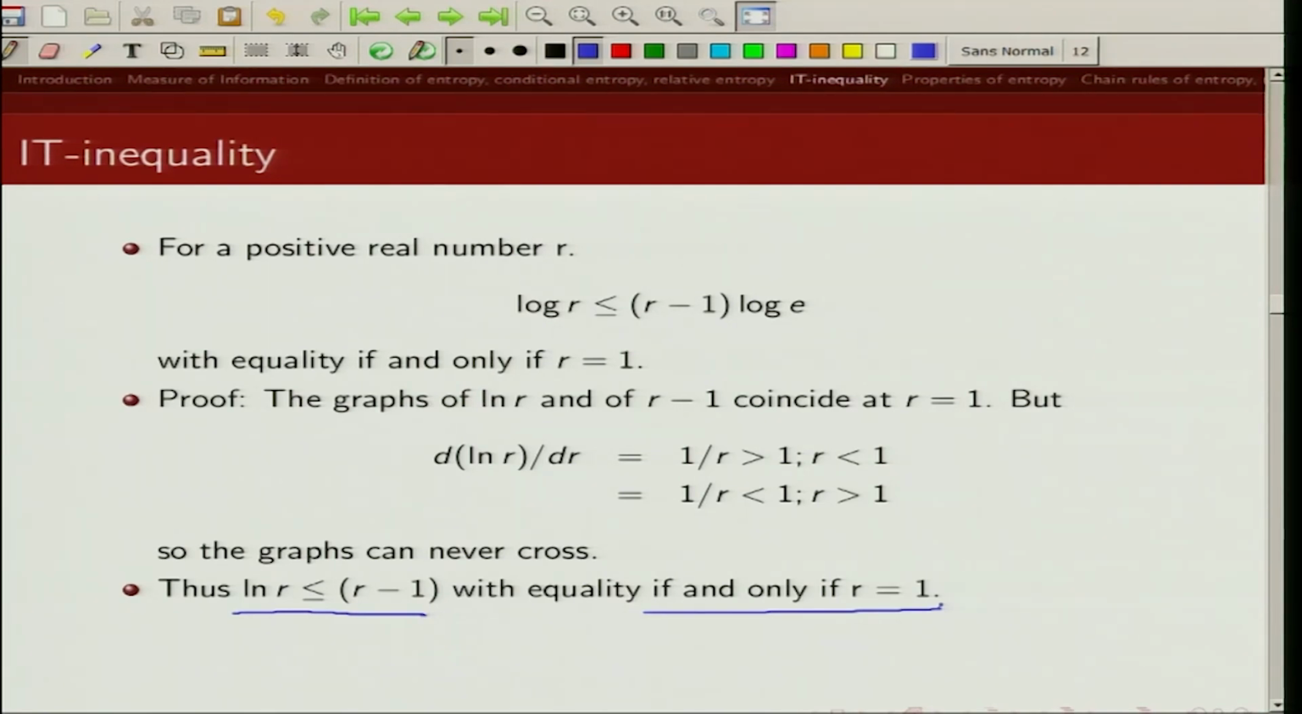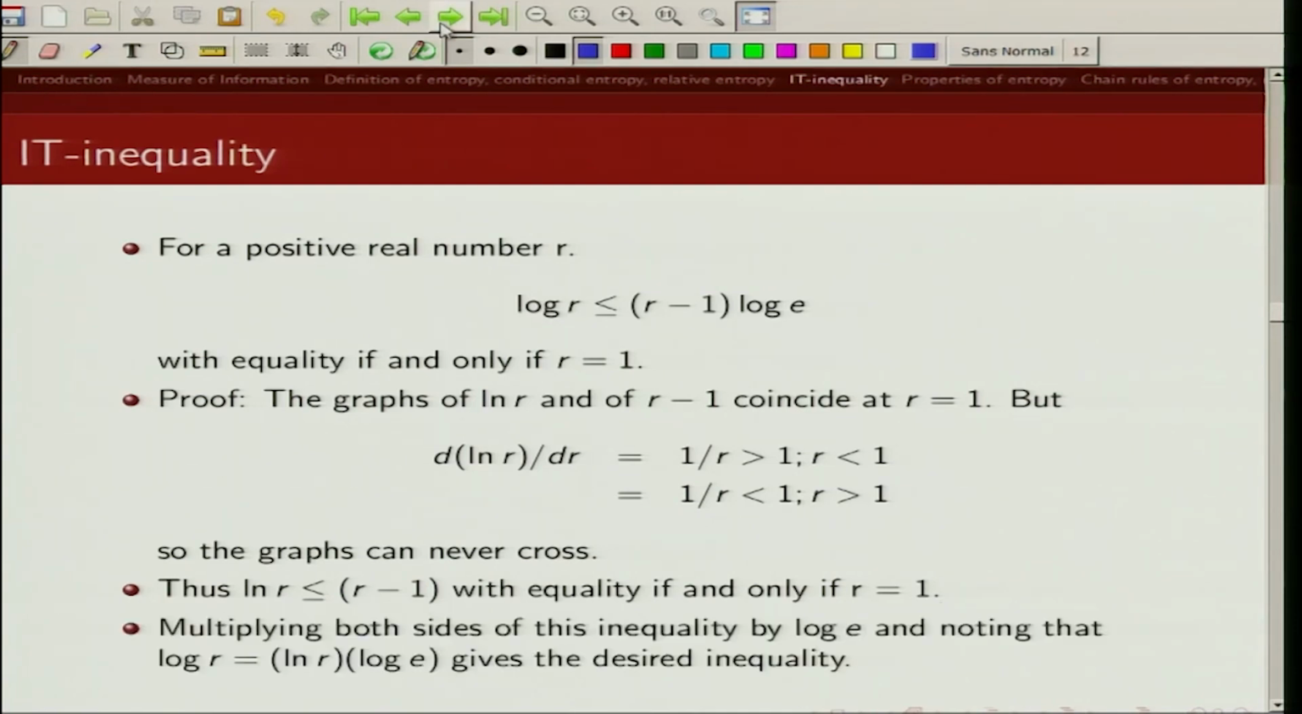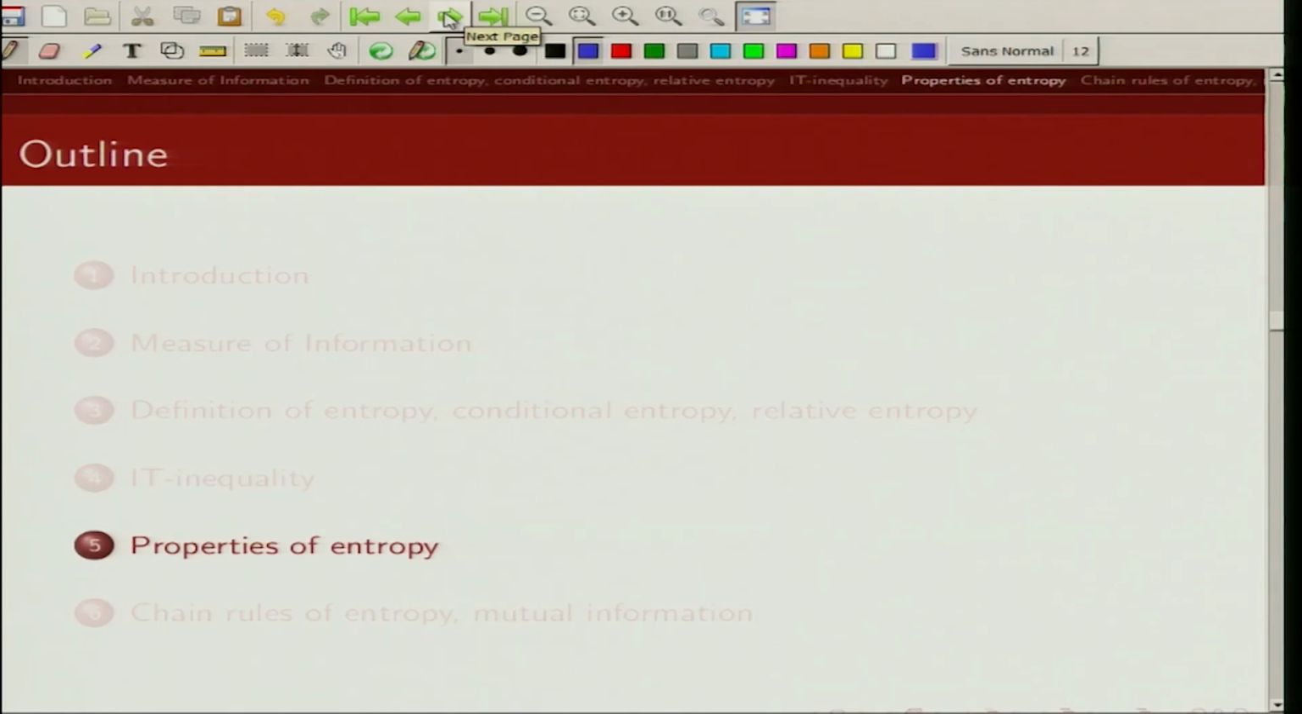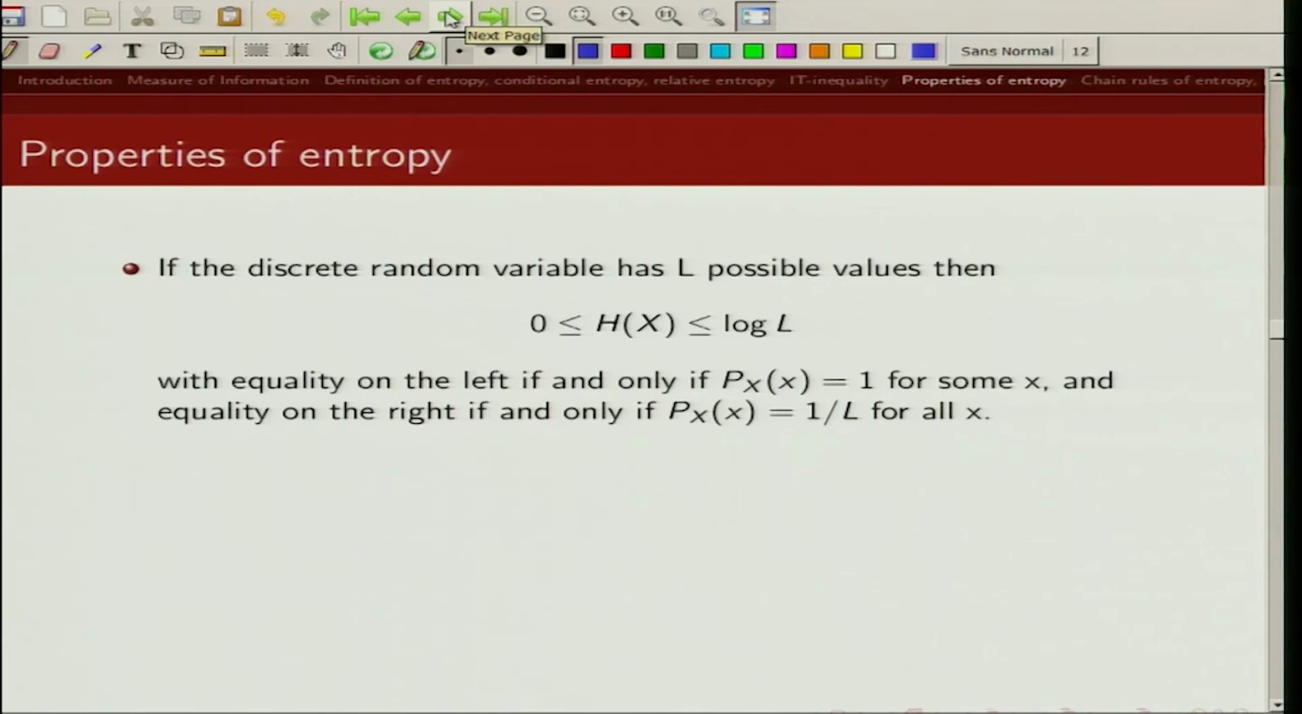If I multiply both sides by log of e, I get this result, which is log of r is less than or equal to (r minus 1) log of e. This is known as the IT inequality. Now let us prove some properties of entropy using this IT inequality. The first property is for a discrete random variable X that takes L possible values, as follows.